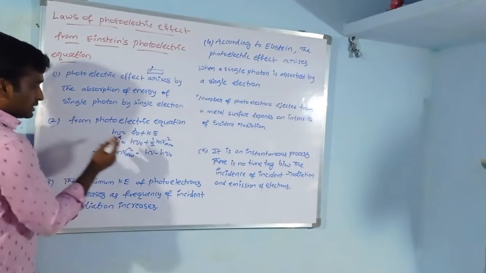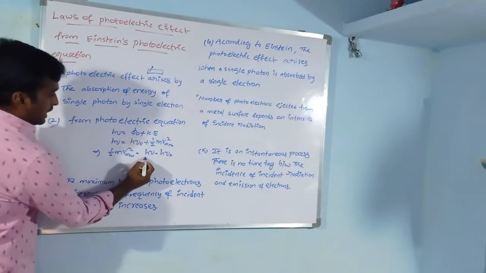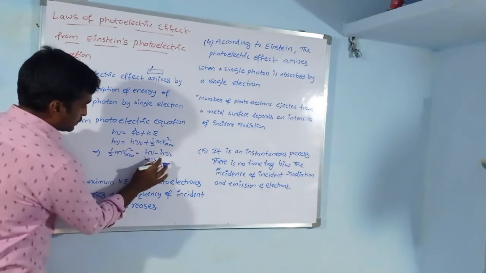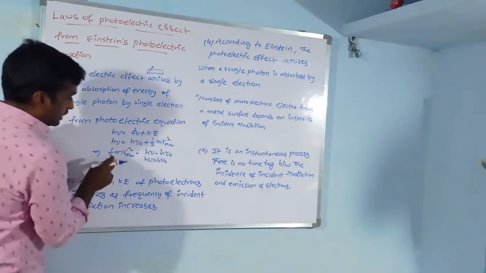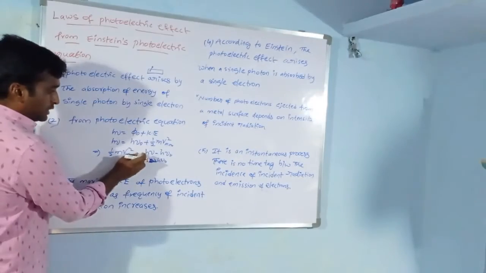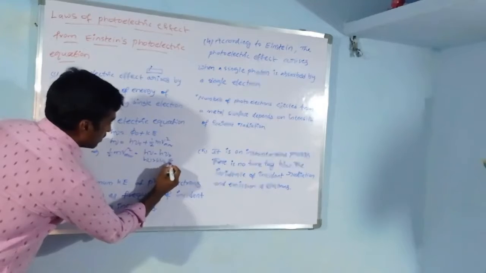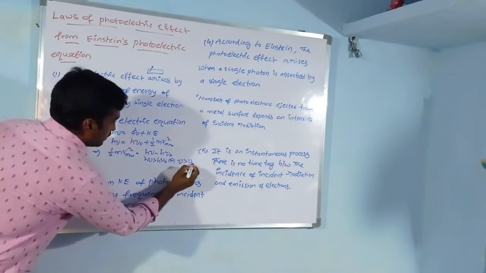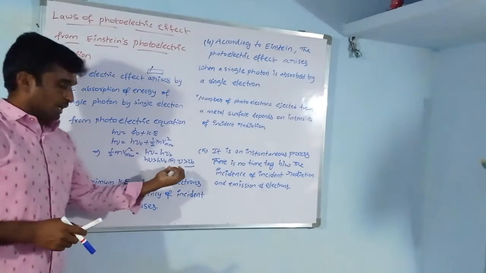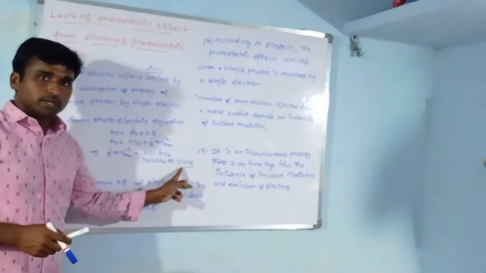So here we can see clearly that h nu should be greater than h nu naught. If you want to get positive kinetic energy, h nu should be greater than h nu naught, or nu greater than nu naught. So that means the electrons are ejected from the metal surface. This is a minimum condition.